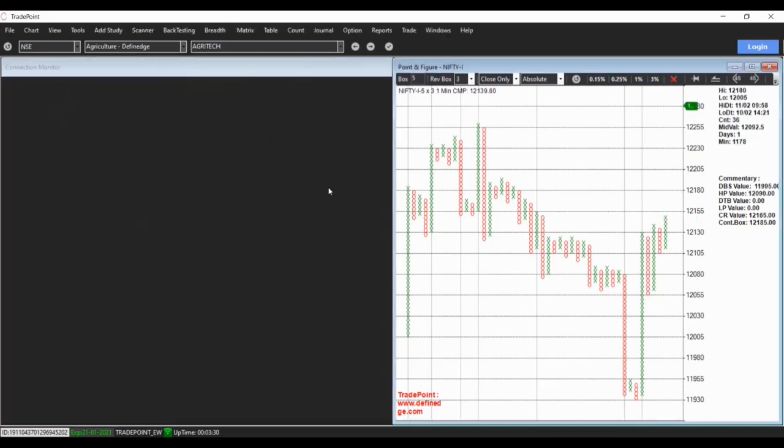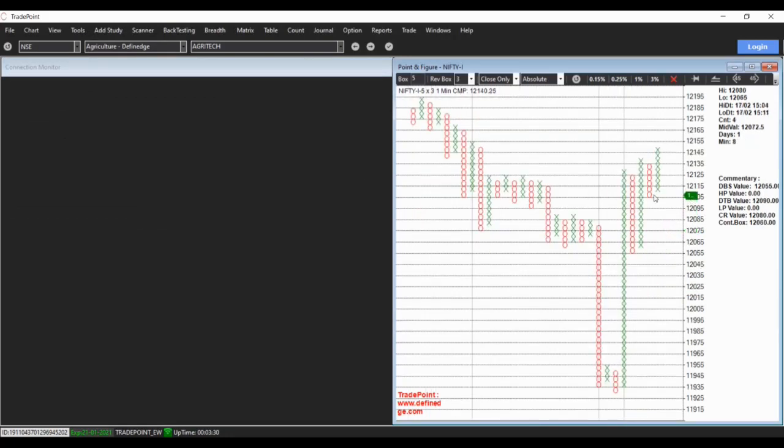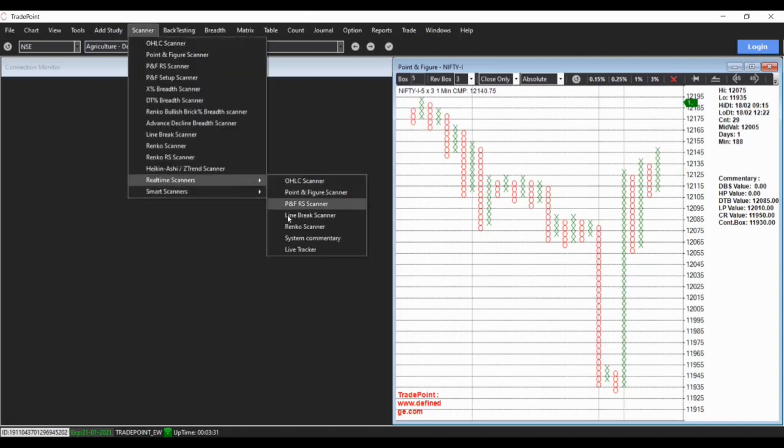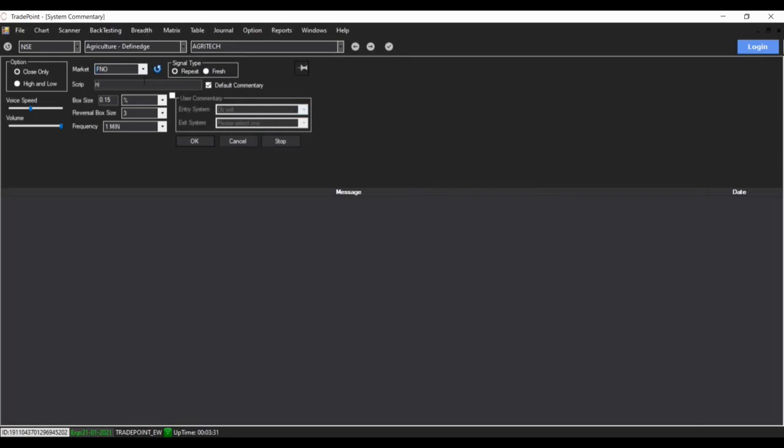which pattern is in place. Now these patterns will appear only when they are being formed, and point and figure being noiseless, we will not get many patterns even on 1 minute time frame during the day. Just for the demonstration, I'll select a box value of 1, so it will have very aggressive signals.